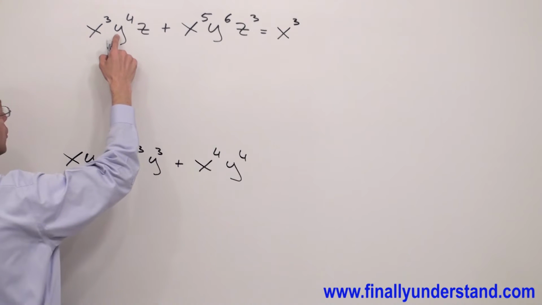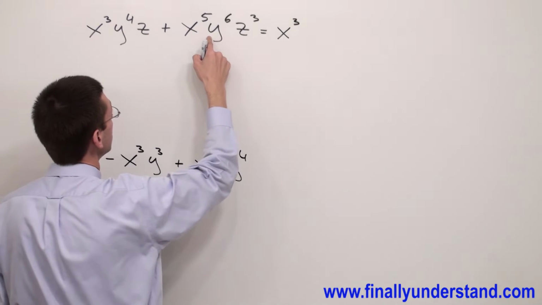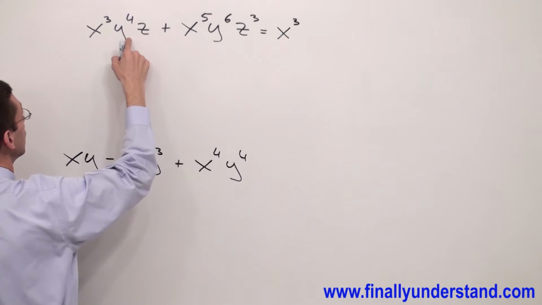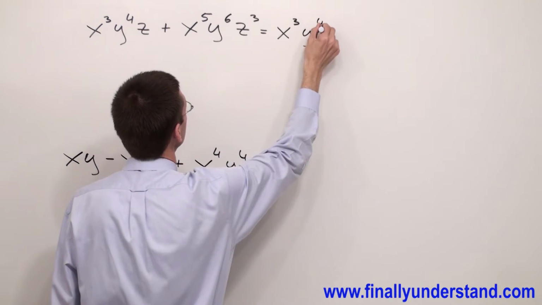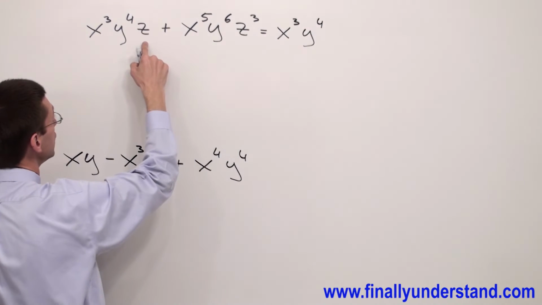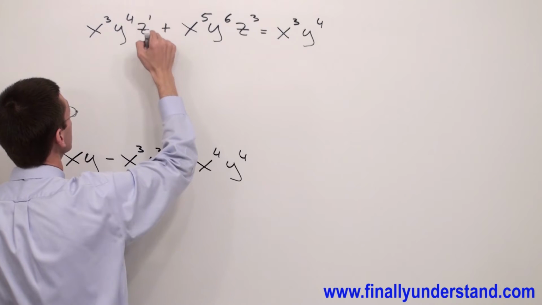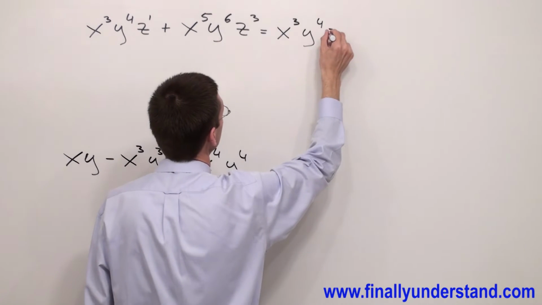I have y to the fourth and y to the sixth. I have to choose the one with the lowest exponents. I have y to the fourth. I have z and z to the third. Remember, this is z to the first. I have to choose the one with the lowest exponent, z.